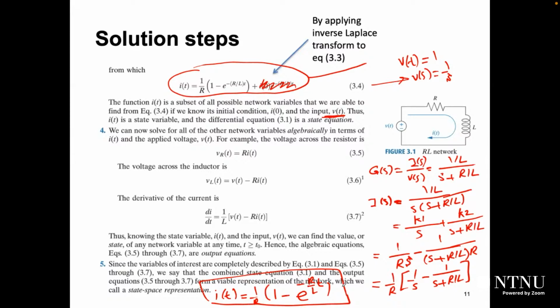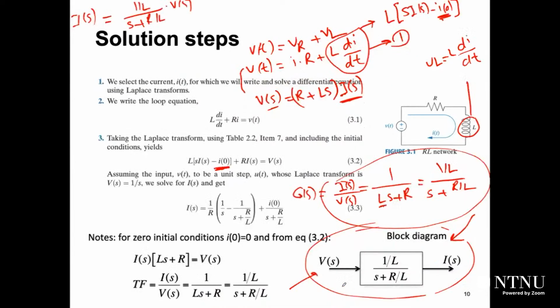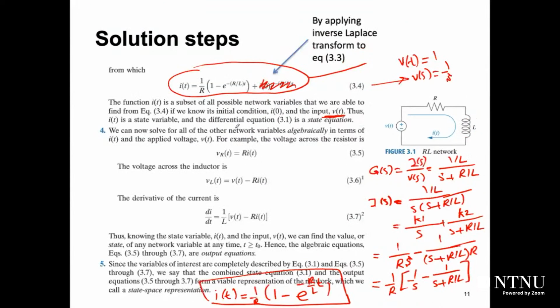You have an RL network, and you try to find a differential equation representing your current and voltage, and we found it, this differential equation. Once we have this differential equation, we can get the transfer function by applying Laplace transform. Once you have the transfer function, you can cross multiply, and after cross multiply, you will use partial fraction expansion and solve it. So now we have an expression for I of t.